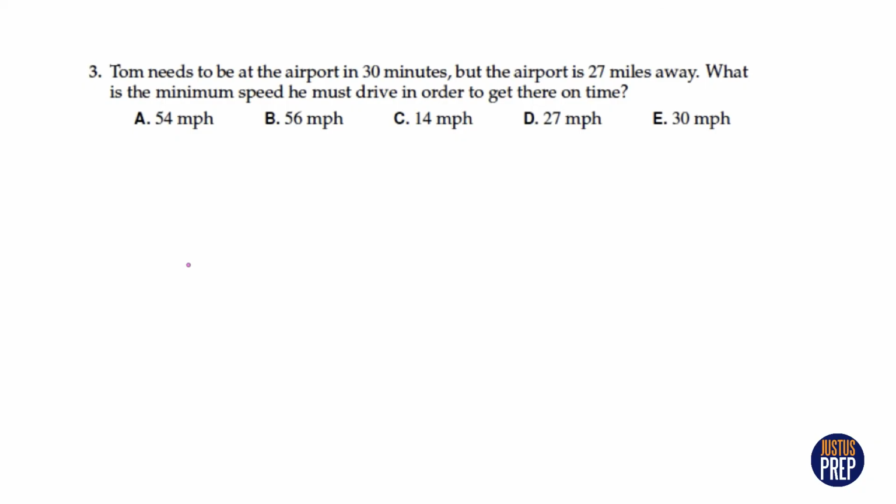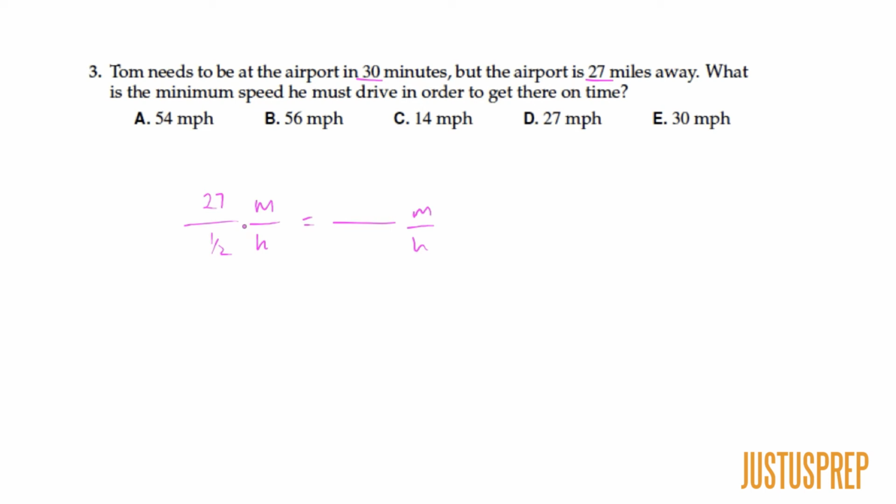Question number 3. Tom needs to be at the airport in 30 minutes, but the airport is 27 miles away. What is the minimum speed he must drive in order to get there on time? All of these answers are in miles per hour. So miles per hour, which means we should have miles on top and hours on the bottom, and we're going to make a proportion. We're given these two numbers, 27 miles, so miles will be up top, and 30 minutes. We want to convert that into hours, so that's half an hour.